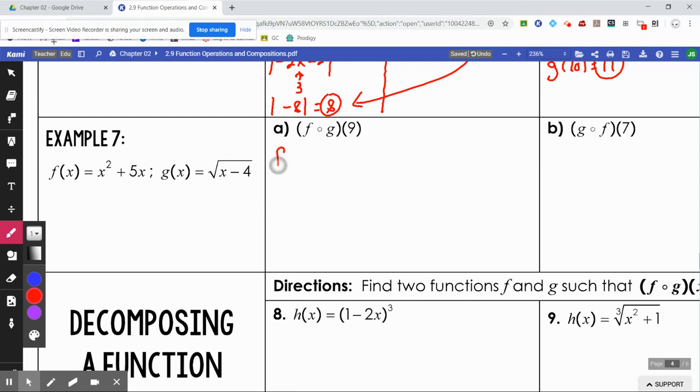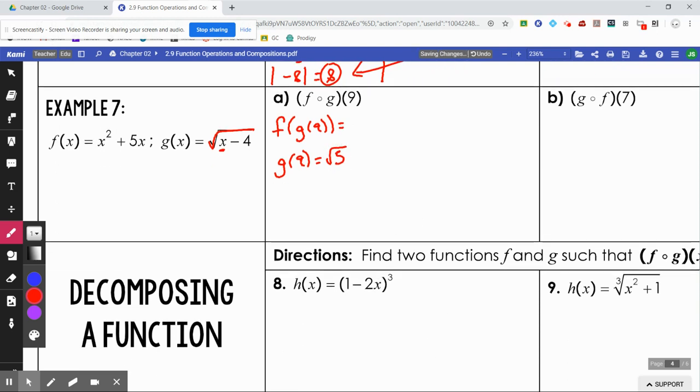Here, f of g of 9, let's find f of g of 9. Let's start with g of 9. G of 9, plug in a 9 here, that's going to be the square root of 9 minus 4, which is the square root of 5. Then we're going to take that square root of 5 and find f of the square root of 5. So take out these x's and you've got the square root of 5 squared plus 5 times the square root of 5. When you square a square root, it removes it, so that'd be 5 plus 5 root 5, and that would be the exact version. You could plug in the decimal version if you'd like.